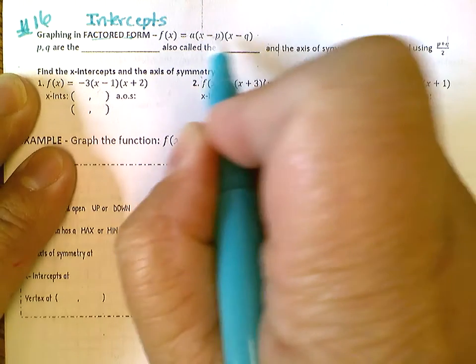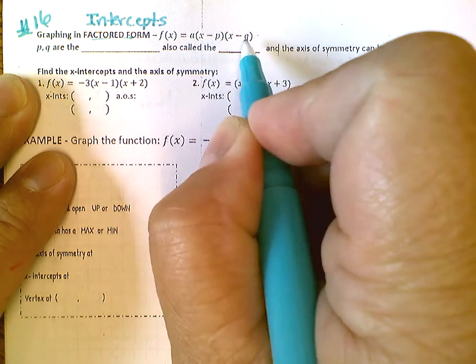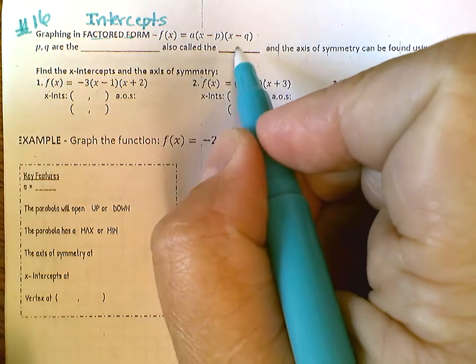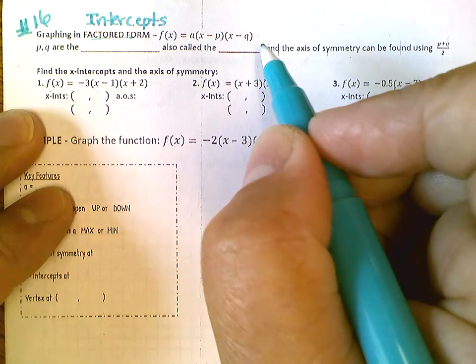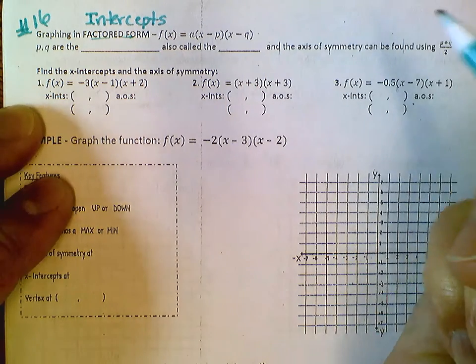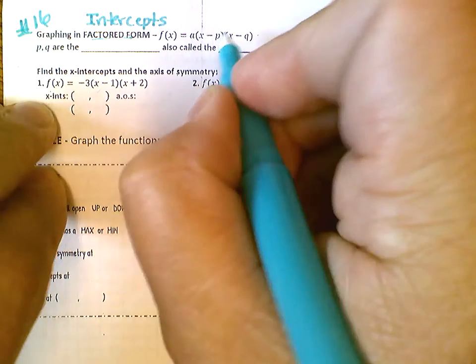So again, in standard form, we had ax squared plus bx plus c, and we use those to find our axis of symmetry. We are not going to do that here because there's no b. And we have another way to find our axis of symmetry. It does immediately give us our intercepts.